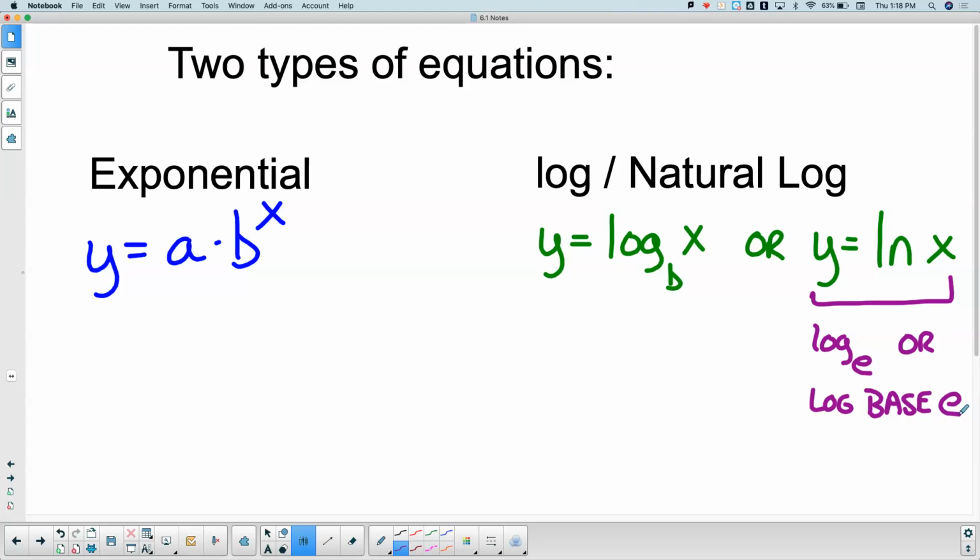Base e. You can see it as log base e. You can have a stopover step, write it out as log base e, but in the end, it's natural log. Okay? And we'll get into that in a little bit. The wonderful thing about these two types of functions is that they are inverses.